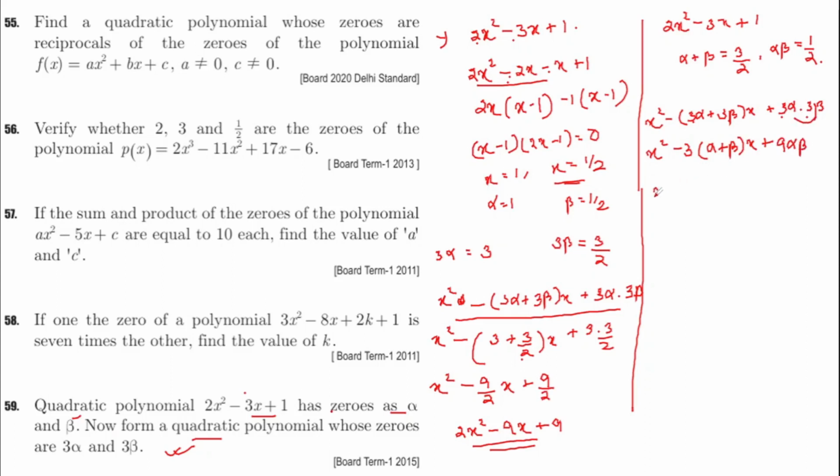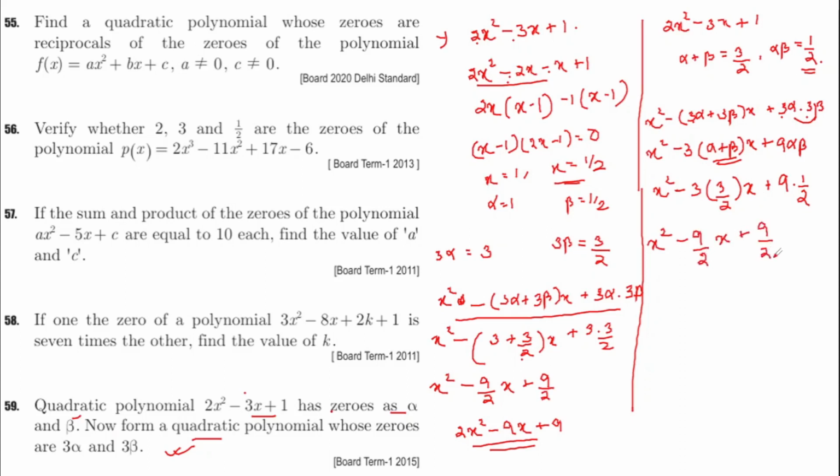Okay. So x square minus 3 into alpha plus beta, which is 3 by 2, so put it here, plus 9 into alpha into beta, which is 1 by 2, so put it here. Now you have x square minus 3 into 3, which gives you 9 by 2x, plus 9 into 1, which gives you 9 by 2.